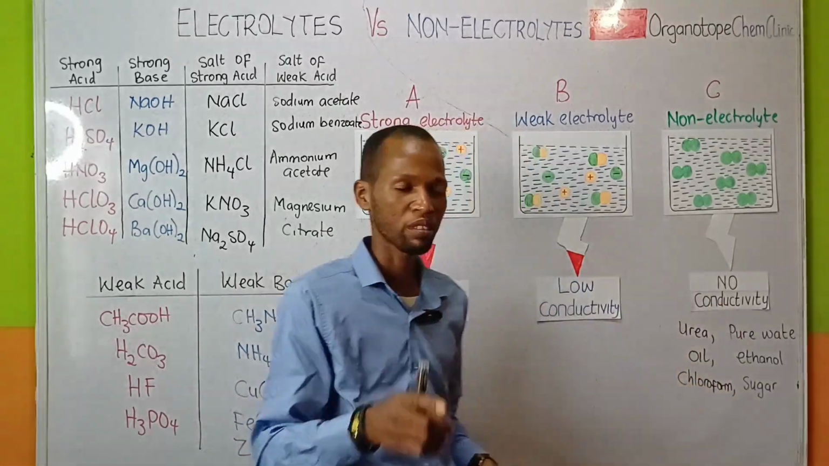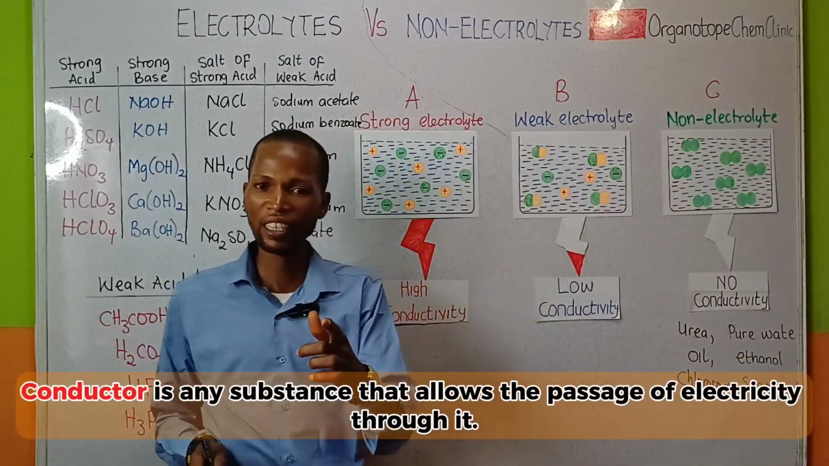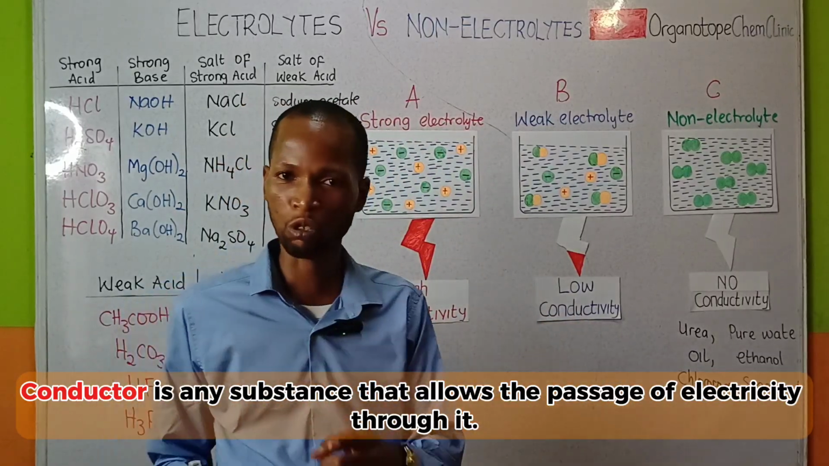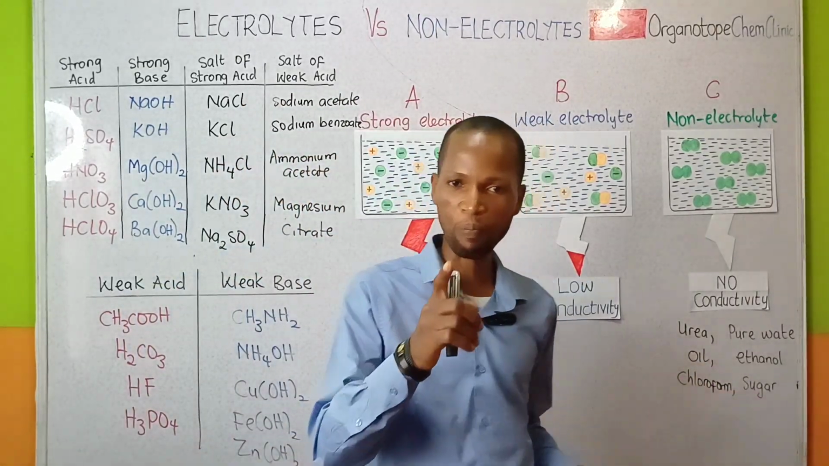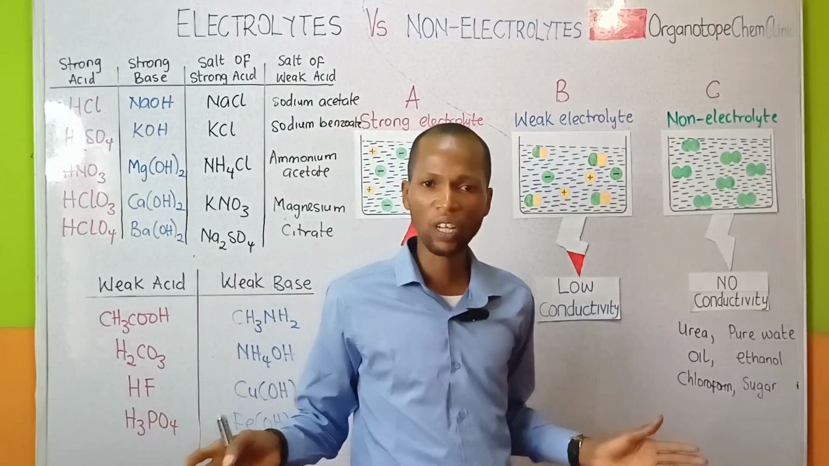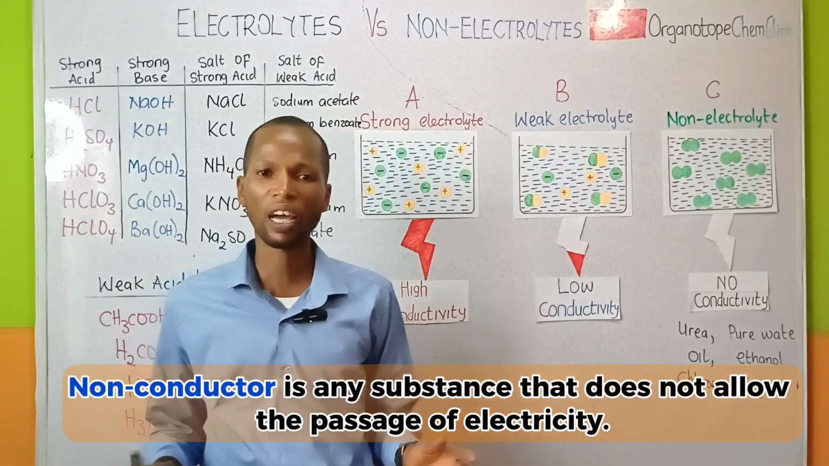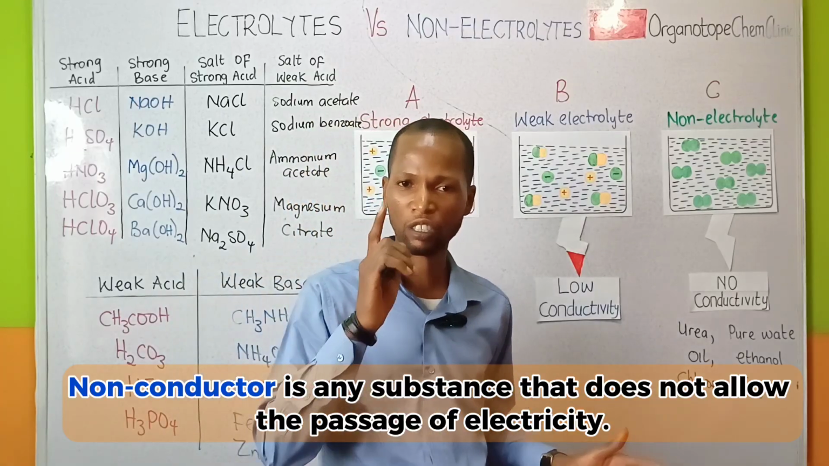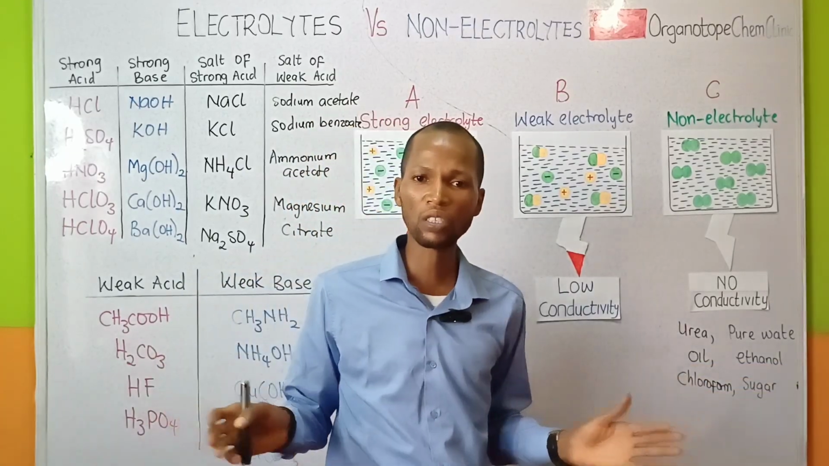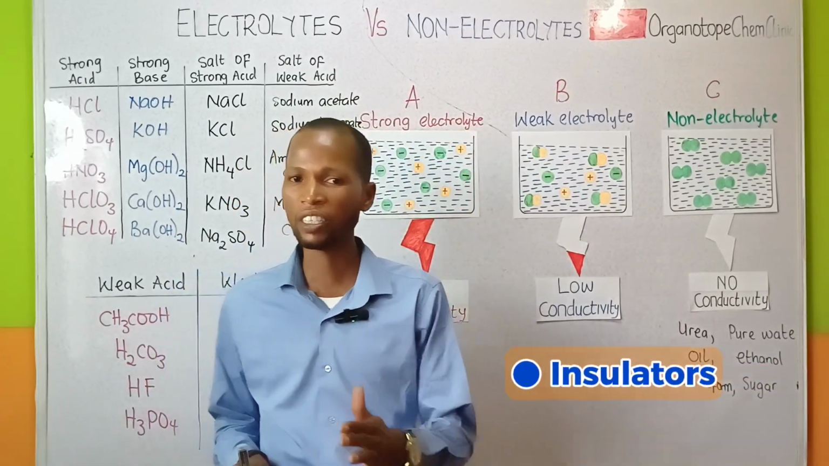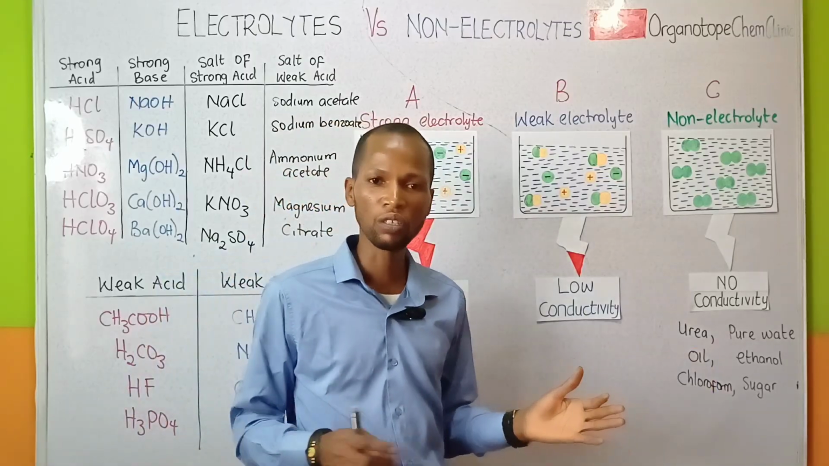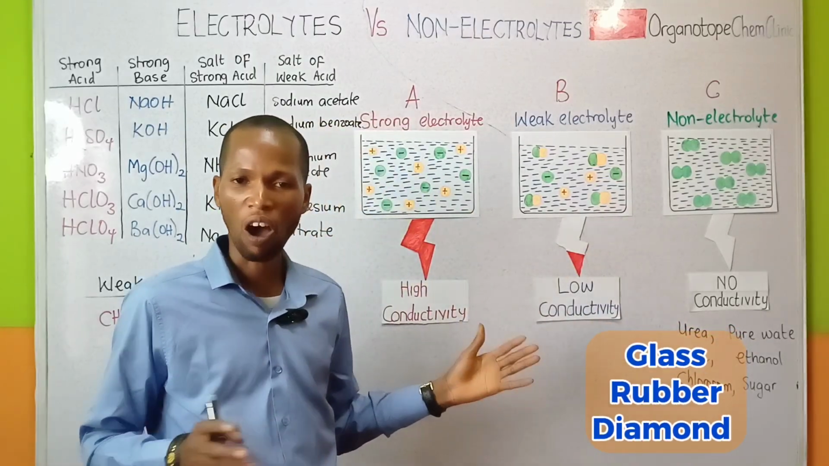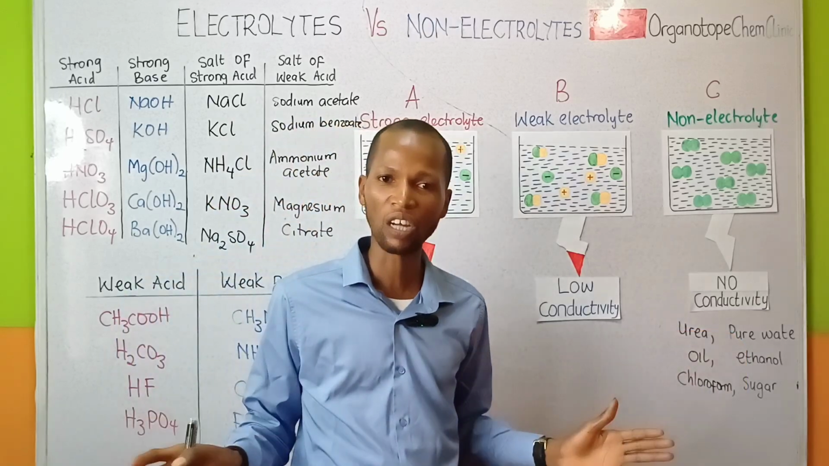Note this exam tip. A conductor is any substance that allows passage of electric current through it. Conductors are mostly metals, while a non-conductor is any substance that does not allow the passage of electric current through it. The non-conductors are also known as insulators. Examples include glass, rubber, diamond. All these are said to be non-conductors.